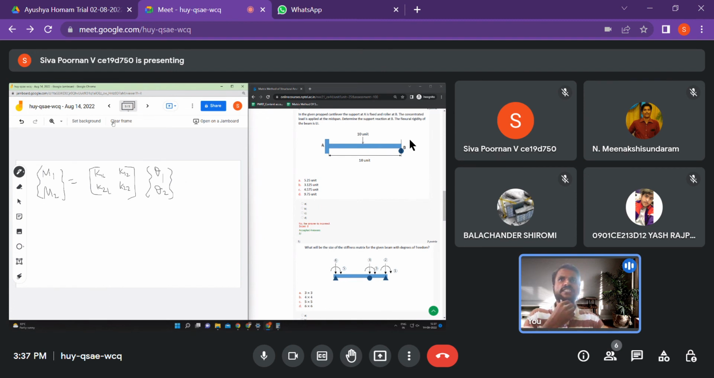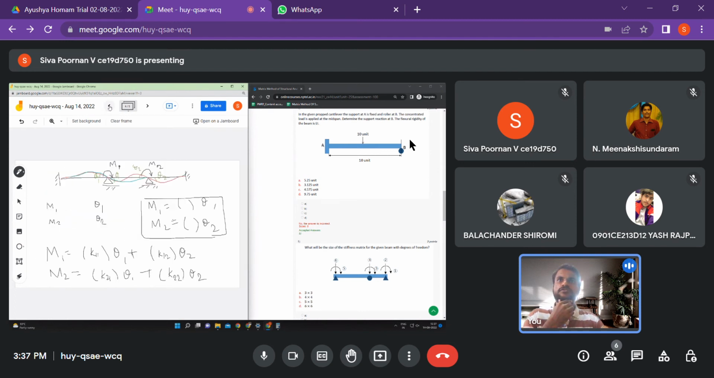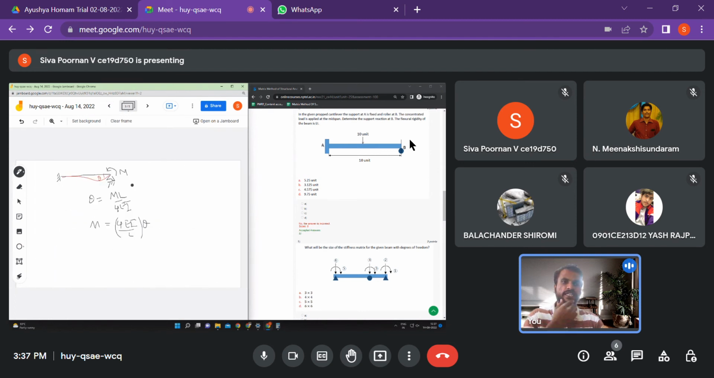So how did I find the stiffness for the first case? I'm going to use the same logic here. For the first case, what did we do? We have only 1 degree of freedom. We solved it using structure analysis, right? So what did we do? For a given moment, we found out what was the angle, right? Now, so basically I know that I have to use structure analysis to solve this.